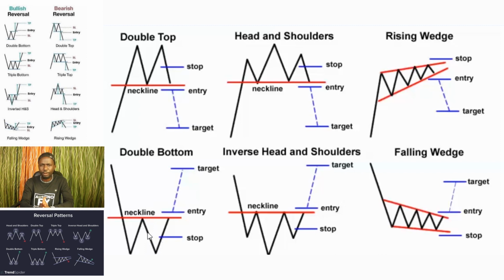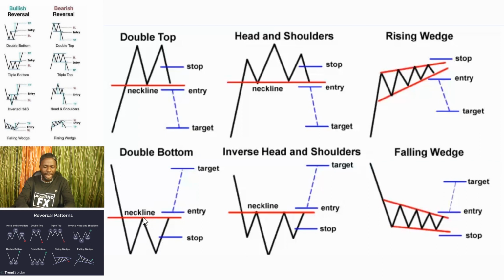Like I said, the double bottom pattern looks like a W. The shape looks like a W. So once you identify this at a support level, you should be able to draw a trend. You should be able to connect the highs with a horizontal line. So this is what we call the neckline.